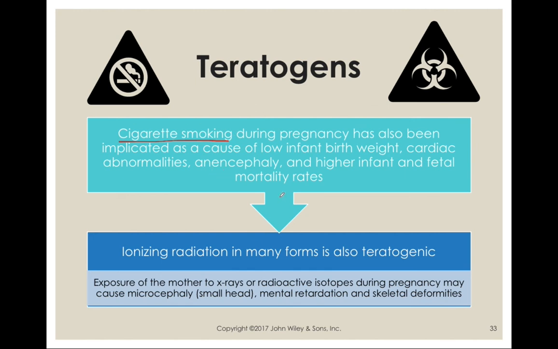Now the last teratogen that I'm going to mention is ionizing radiation. Now this sounds pretty severe. Generally, we don't go about our days thinking that we're coming in contact with ionizing radiation. However, one source of radiation that we need to be careful of are X-rays. Radiation can lead to microcephaly, mental retardation, and other defects with the skeletal system. It is for this reason that women are often asked if they are pregnant prior to taking an X-ray.